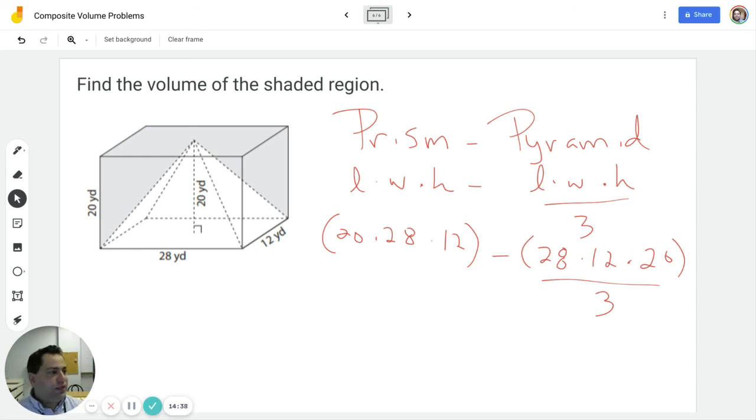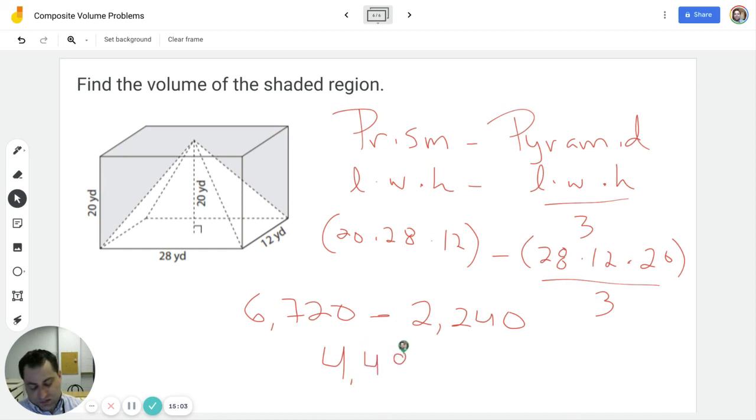And then 20 times 28 times 12 is 6,720 minus, and then the volume of the pyramid is 2,240. And then if I subtract these two, I get 4,480, and that's going to be yards cubed.